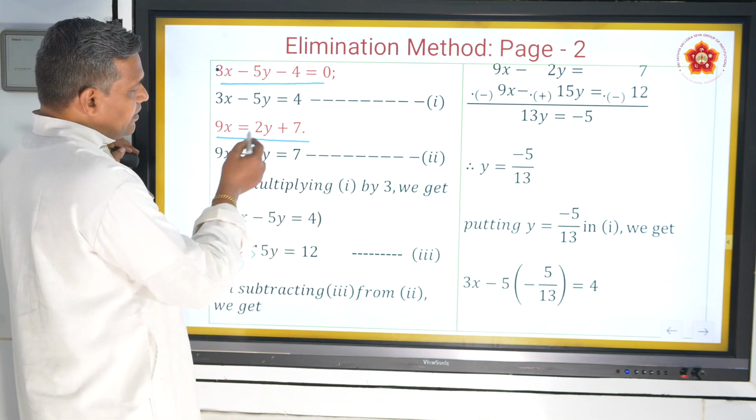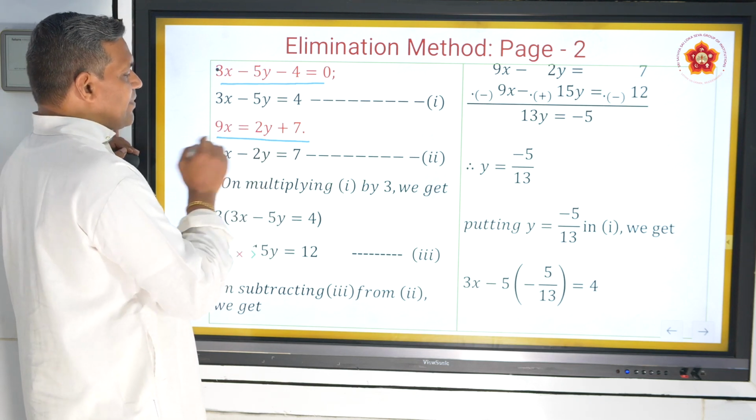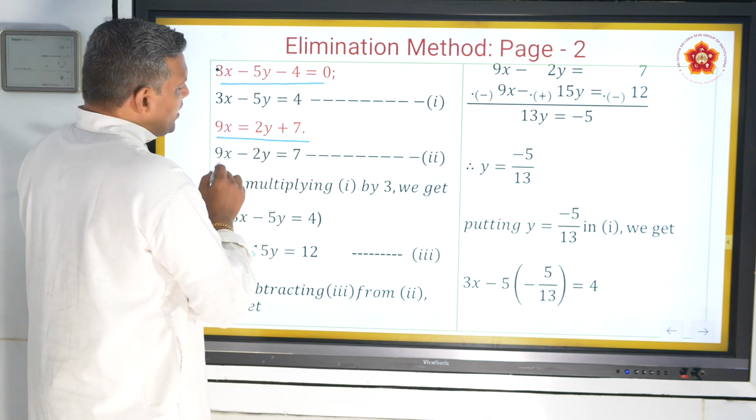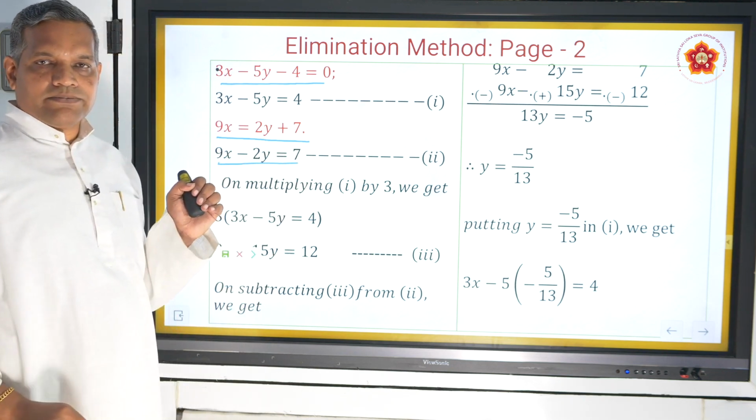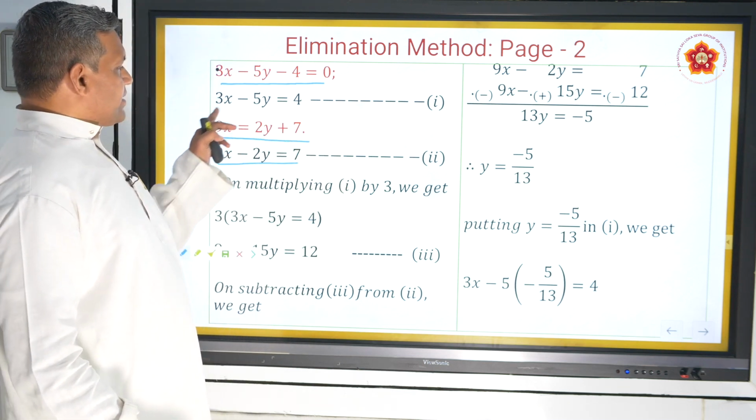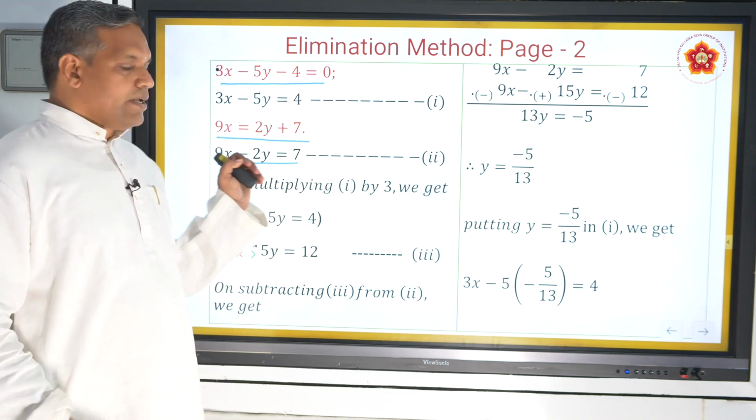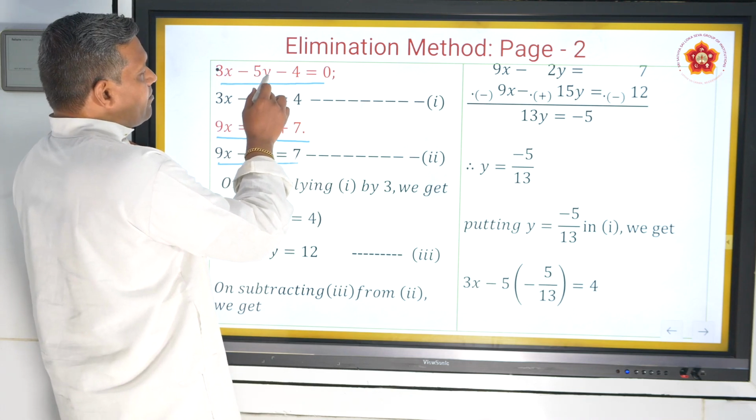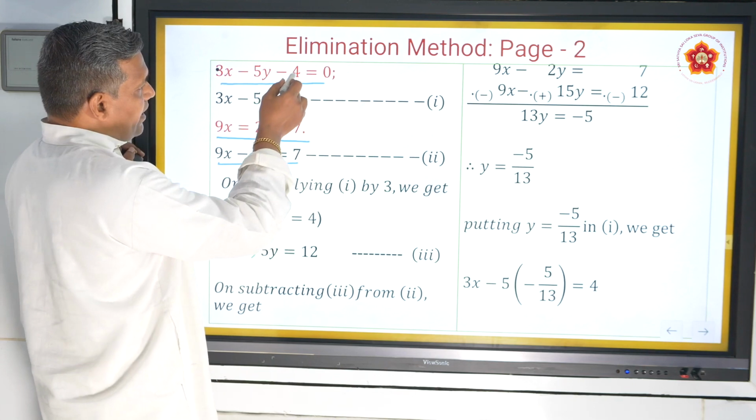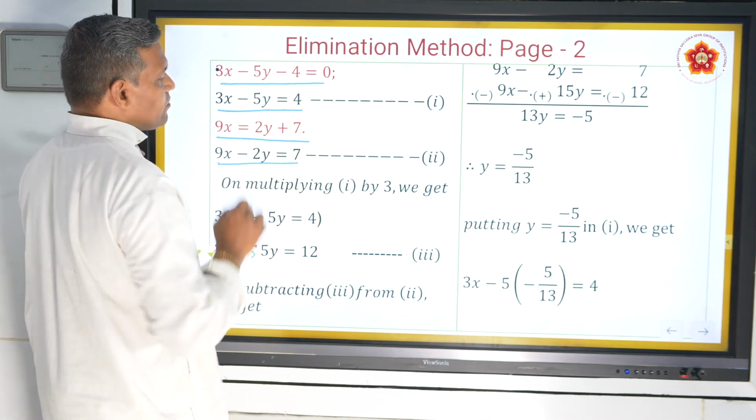Comfortably you do what you require. 9x keep as such, 2y in the RHS is plus 2y, bring it back to the LHS it is minus 2y, leave the 7 as such, so 9x minus 2y is equal to 7. The moment you look at it, you are comfortable. From scariness to comfortableness, only one transposal. Don't get scared of these kinds of sums anytime in your textbook or examination, just transpose. In the first equation, minus 4 got transposed, and I got 3x minus 5y is equal to 4.